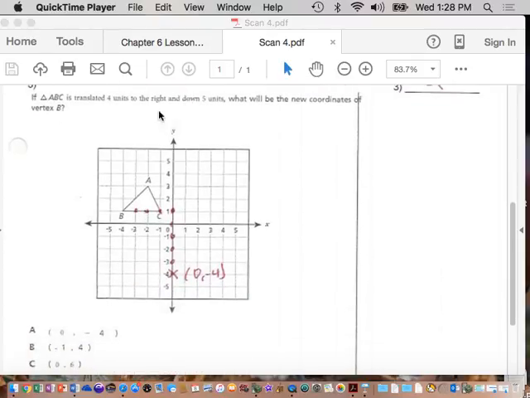This guy, we're going to move it. It says here 4 units to the right and then down 5. So if I go 4 to the right, 1, 2, 3, 4, down 5, 1, 2, 3, 4, 5. That coordinate is 0, negative 4. So the correct answer is A.